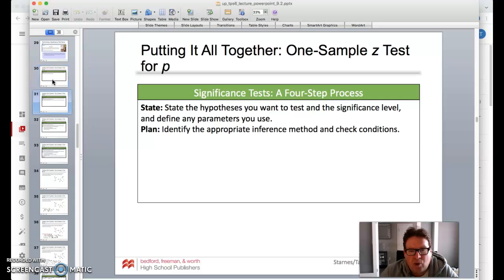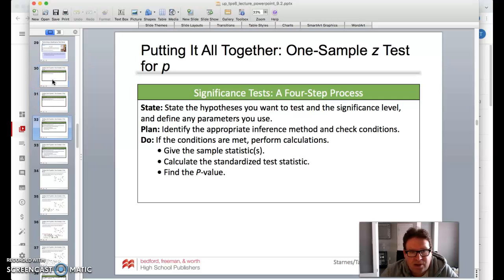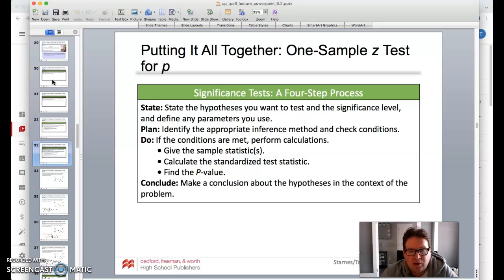We're going to identify the appropriate inference method and check conditions. If the conditions are met, we're going to perform the calculation, so give the sample statistic, calculate the standardized test statistic, and find the p-value. And then we're going to make a conclusion about the hypothesis in the context of the problem.